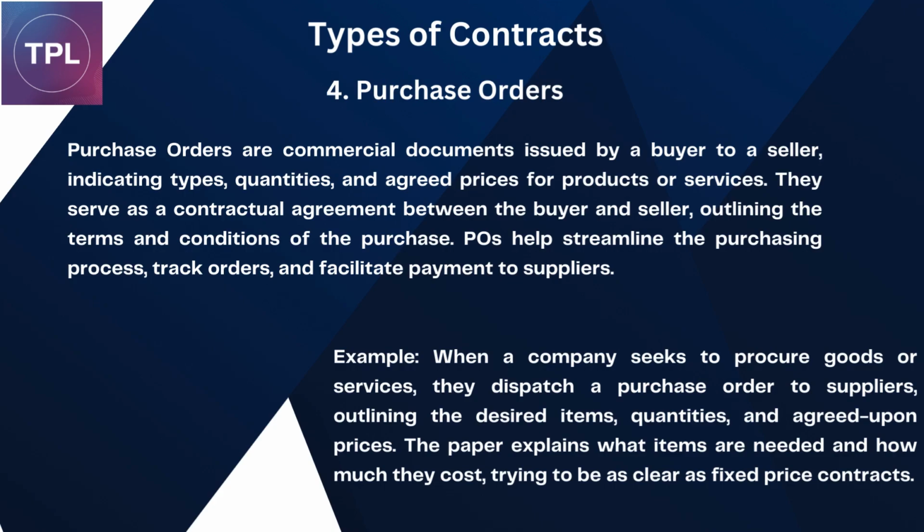Example: when a company seeks to procure goods or services, they dispatch a purchase order to suppliers, outlining the desired items, quantities, and agreed-upon prices. The document explains what items are needed and how much they cost, trying to be as clear as fixed-price contracts.